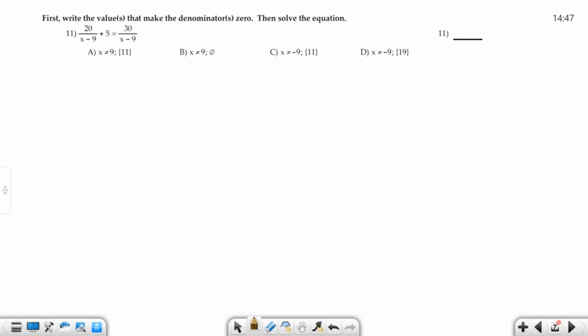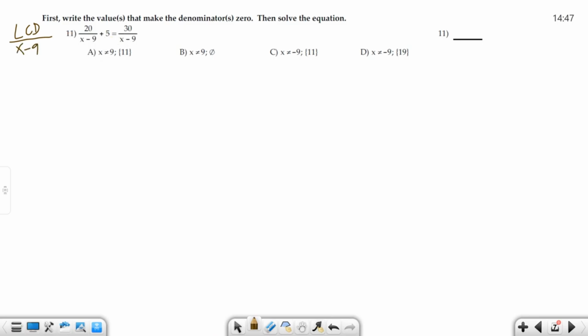So here, first write the values that make the denominator 0, then solve. Anytime you have variables in the denominator, you always do that. You want to make sure that you exclude from the domain anything that makes the denominator 0. So the first thing I need to do is find my LCD, and that means factor this. This is over 1. That's not going to contribute, and factor that. Well, guess what? That's already factored. The only denominator I have other than 1 is x minus 9.